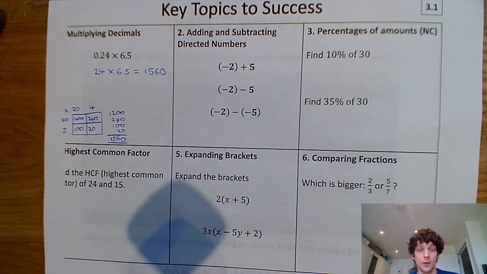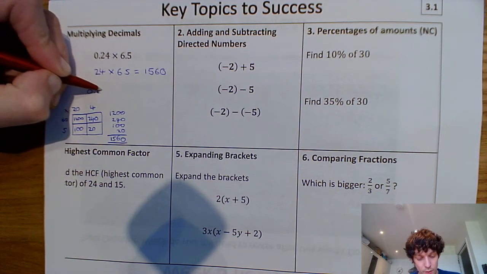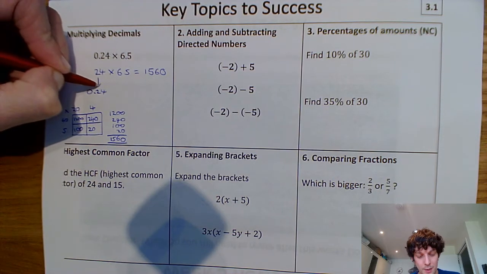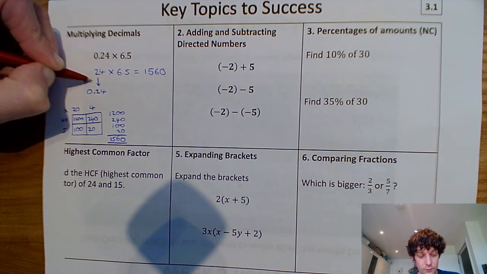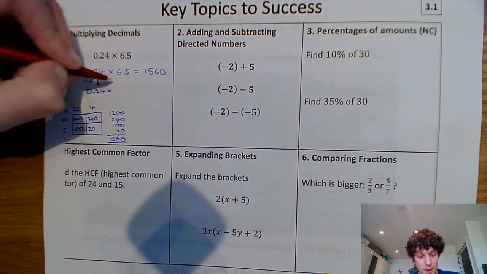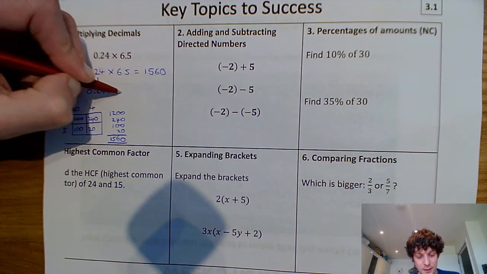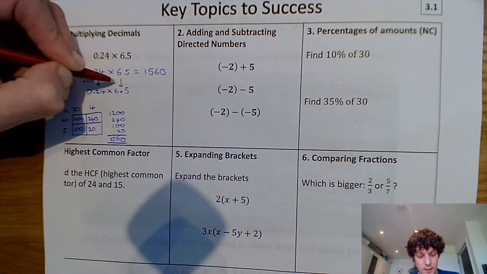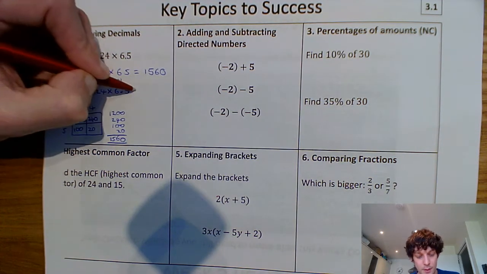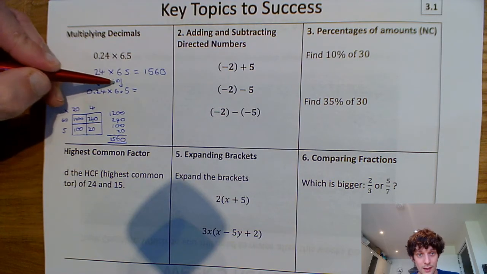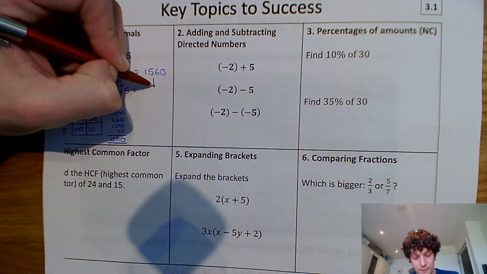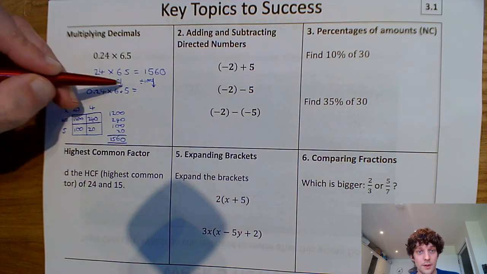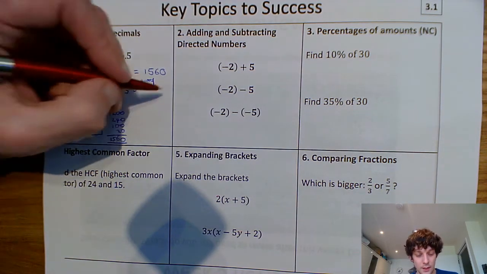So now we know 24 times 65 is 1,560. But I didn't want to work that out. I wanted 0.24. Where does 0.24 come from? From 24. What am I dividing by? Dividing by 100. And I didn't want 65, I wanted 6.5. Well, how do I get 6.5 from 65? I divide by 10. So I'm dividing by 100 and dividing by 10. Altogether, I'm dividing by 1,000. Dividing by 100 and then by another 10 is the same as dividing by 1,000.